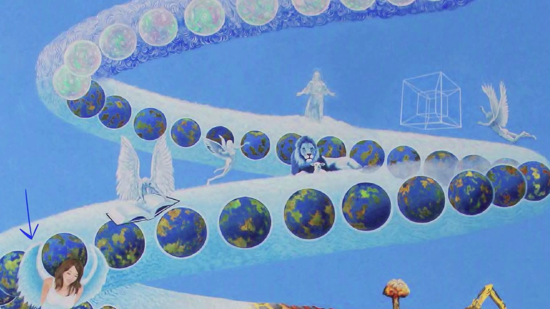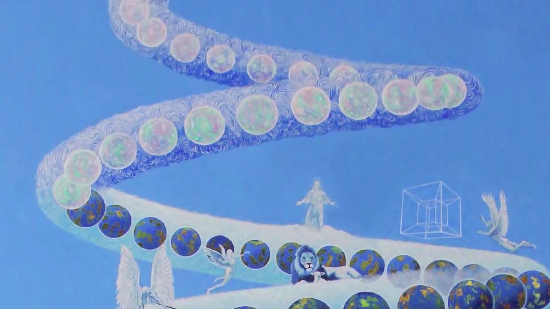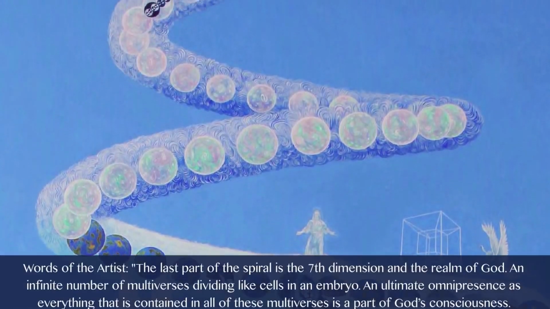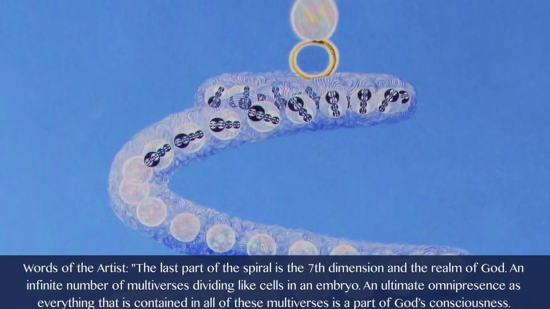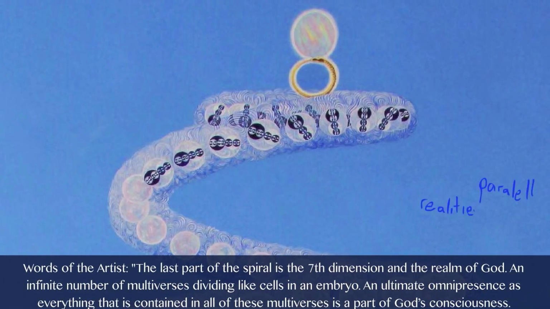Here exists angels, archangels, and multidimensional hypercubes. The planet becomes more crystalline over time. The last part of the spiral is the 7th dimension and the realm of God, an infinite number of multiverses dividing like cells in an embryo, an ultimate omnipresence, as everything that is contained in all of these multiverses is a part of God's consciousness.